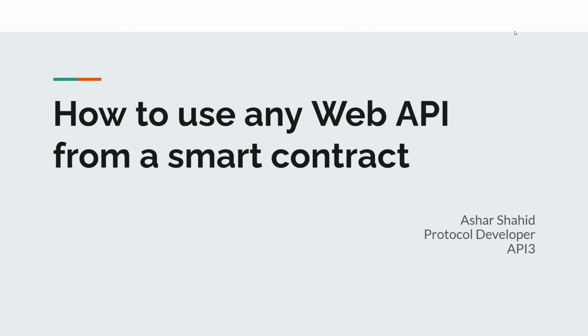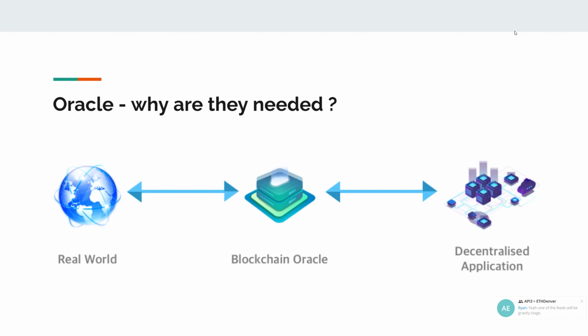Okay. So since we are a bit short on time, I'll head straight into my presentation, which is how to use any web API from a smart contract. As we all know, APIs are the foundation of Web 2 infrastructure. They help us build complex applications. Blockchains would like to utilize these APIs in themselves, but unfortunately that's not really possible since natively blockchains don't support APIs. So we need an oracle that helps facilitate bringing off-chain data on-chain, and that's where our protocol Airnode comes in.